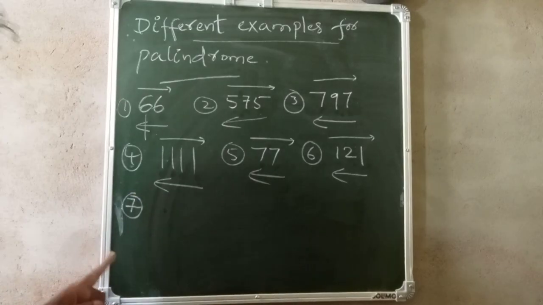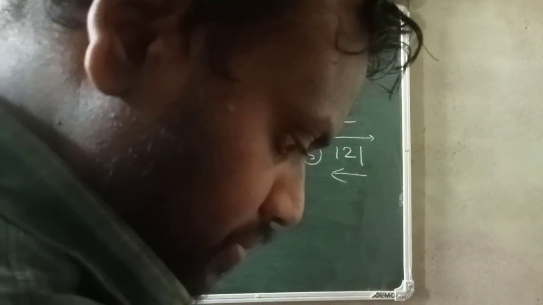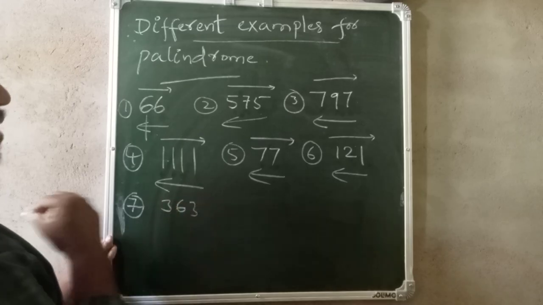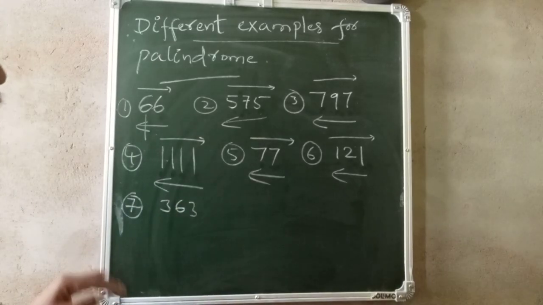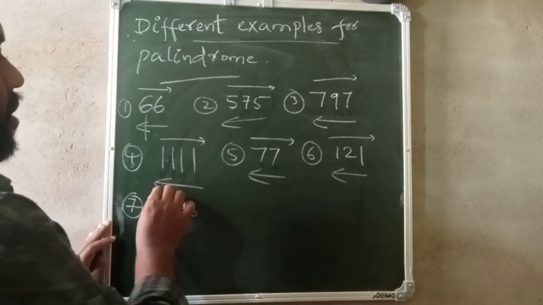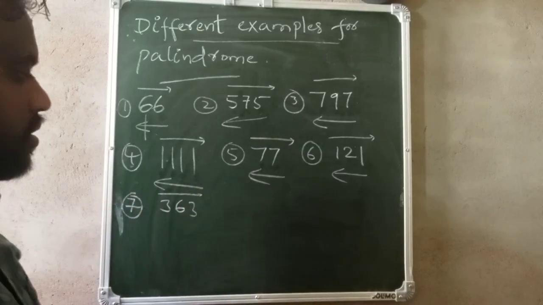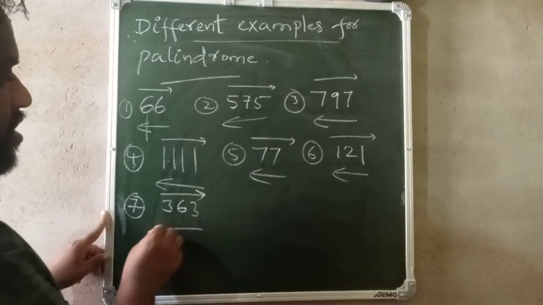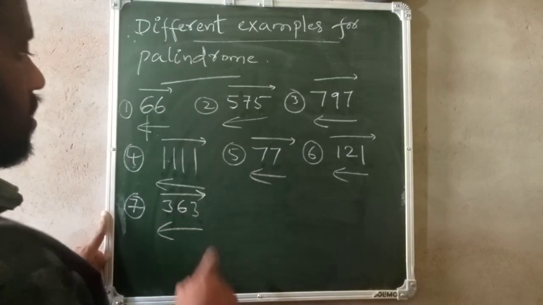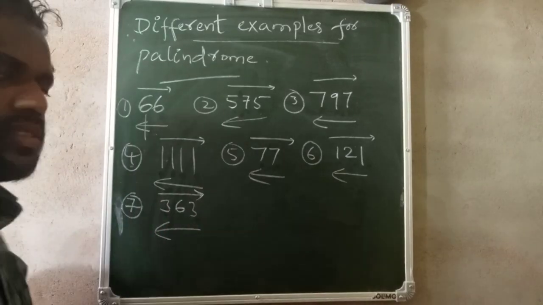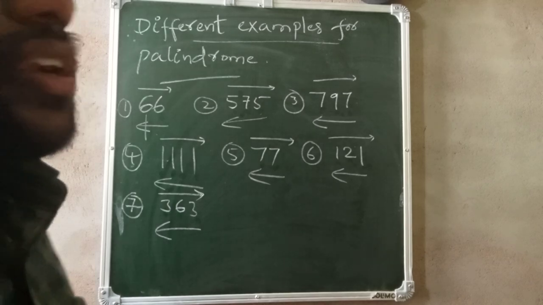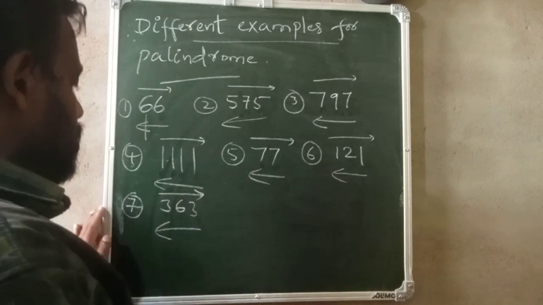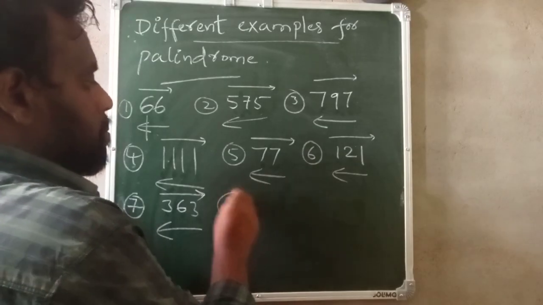Next, the seventh example. 363. If you read in this direction, how will you read? 363. If you read in this direction, how will you read? 363. In both directions, the reading is the same. The tone is the same, so that is a palindrome. Next, the eighth example.